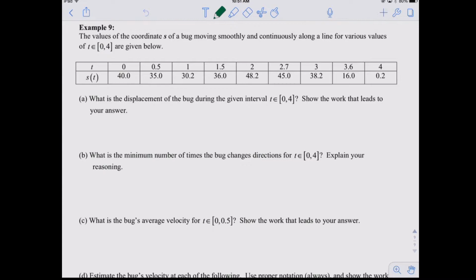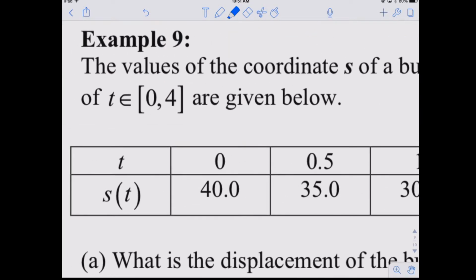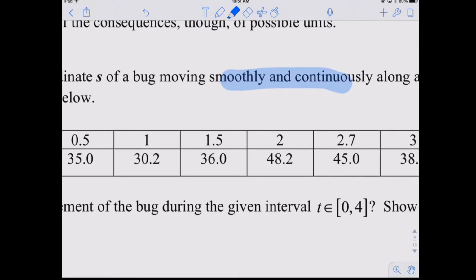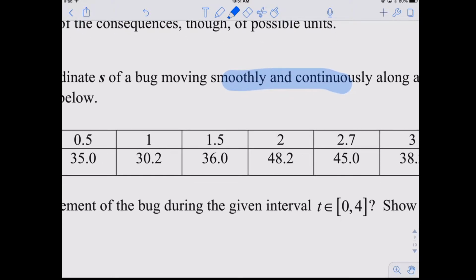It says the values of the coordinate s of a bug moving smoothly and continuously along a line for various values of t, on the closed interval 0 to 4, are given below. So if it's moving smoothly and continuously, that means that its path is smoothly connected, which we can infer is what? Differentiable, yeah. And of course continuous.